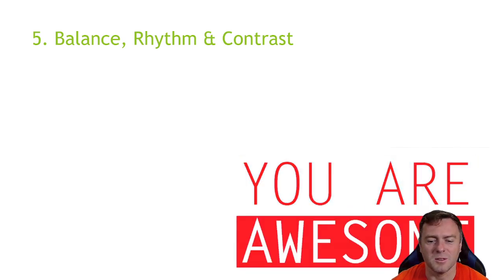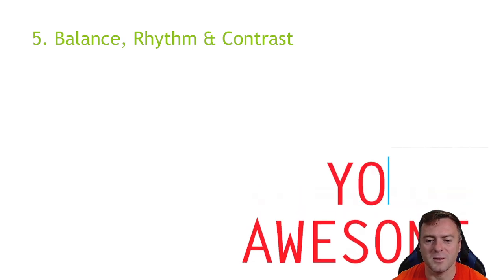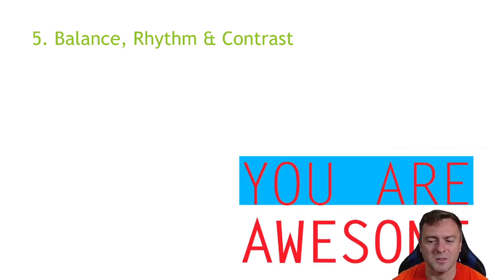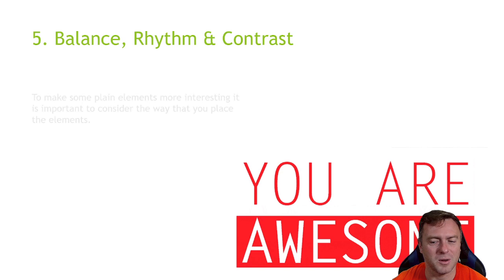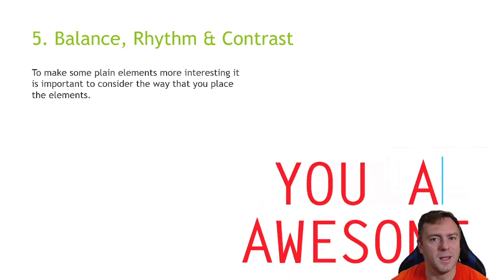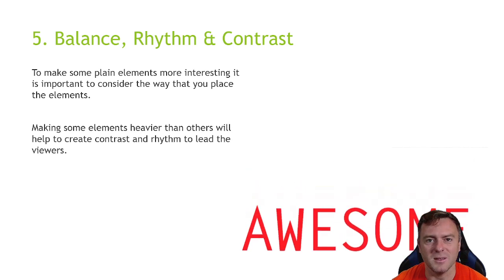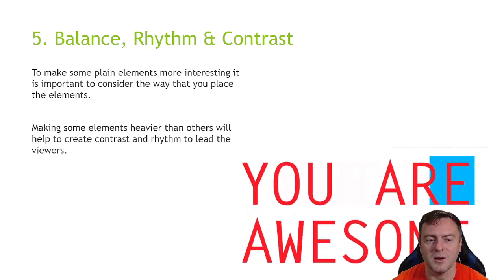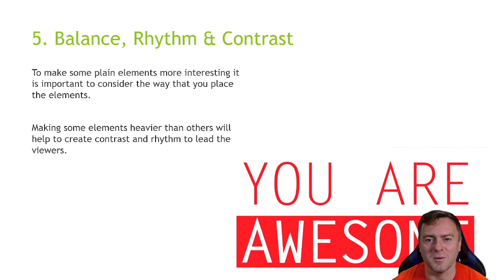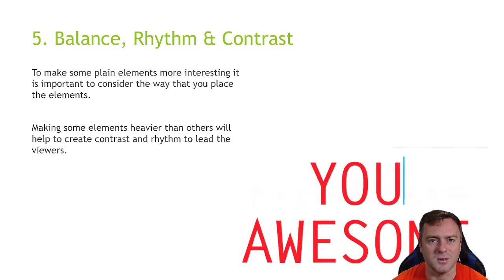Sometimes you might have other words above it, and you want to balance them together and highlight the one that's more important. So in this case, the "awesome," you might want to highlight that. To make the plain elements more interesting, you can consider the way that you place the elements. Making some elements heavier than others will create that contrast and give a bit of rhythm between the words that you're trying to do.